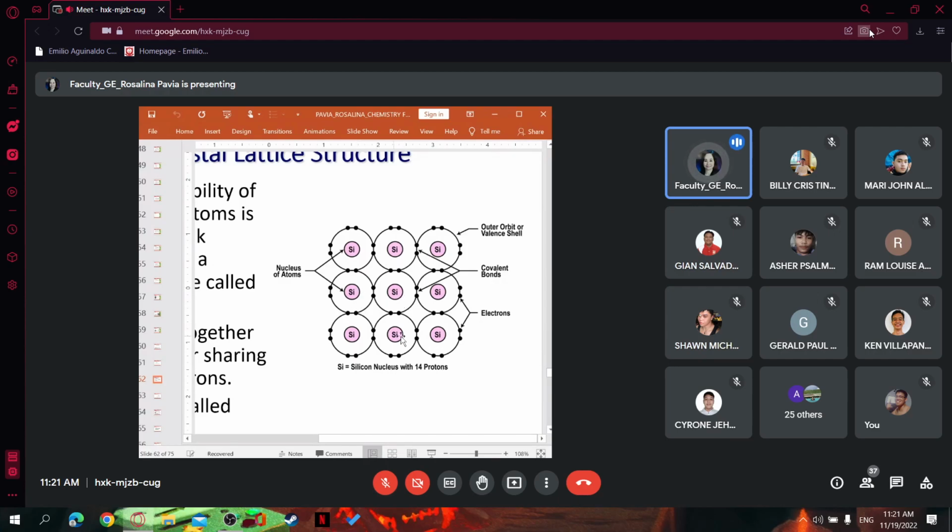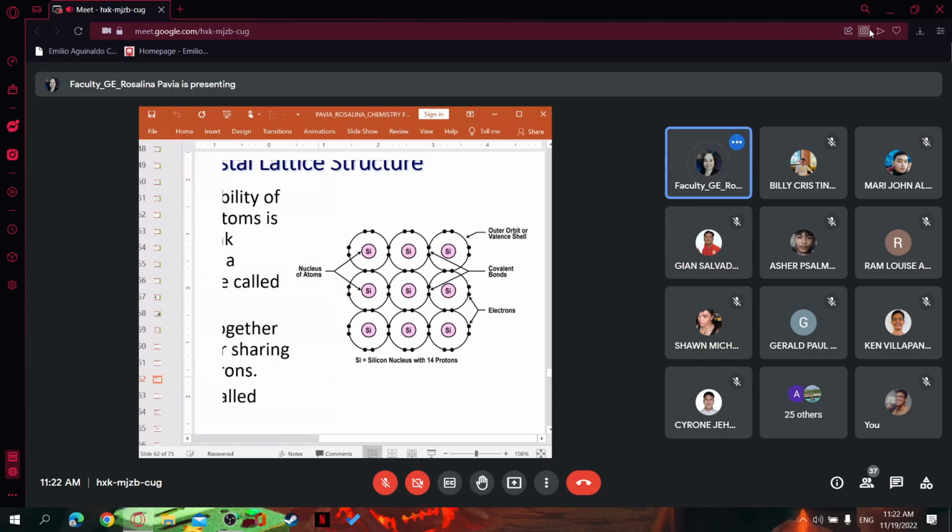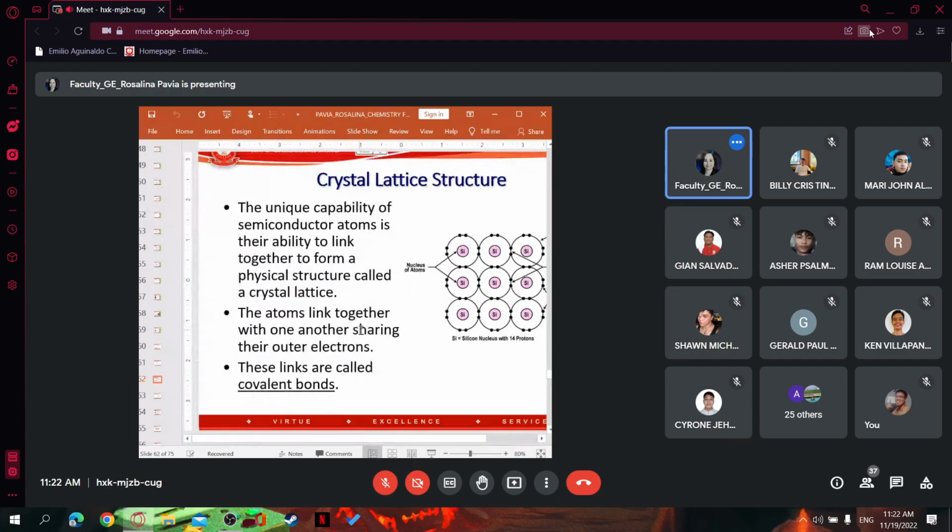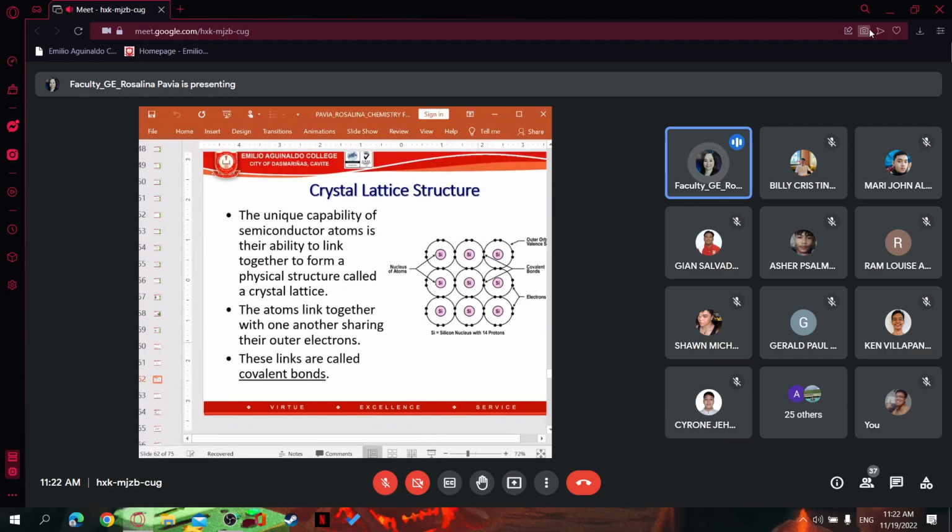Pag sinabing you had a covalent bonding between the atoms, very strong yung covalent bonding. Walang makakadaan, walang makakalabas na electrons. Kaya sila ay insulator. Okay? This link is what you call covalent bonds. Remember yung covalent bonding, the mutual sharing of electrons? Okay. So dito, as you can see, very strong yung bonding among neighboring atoms.